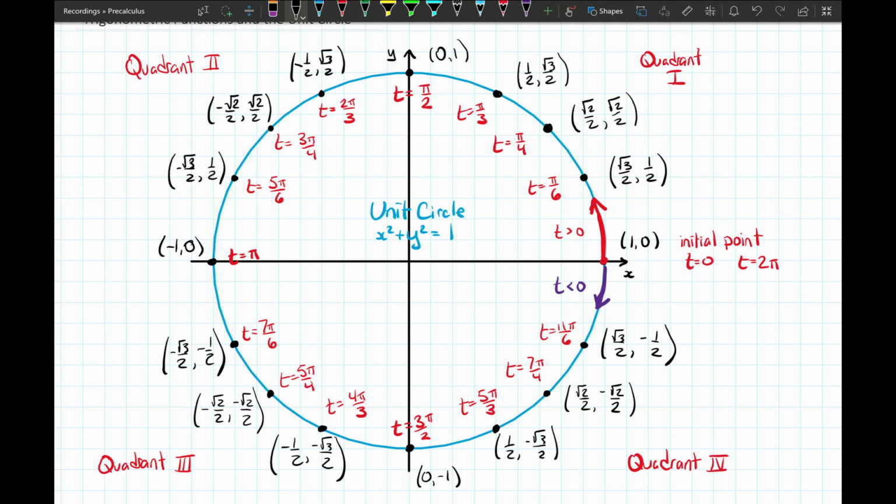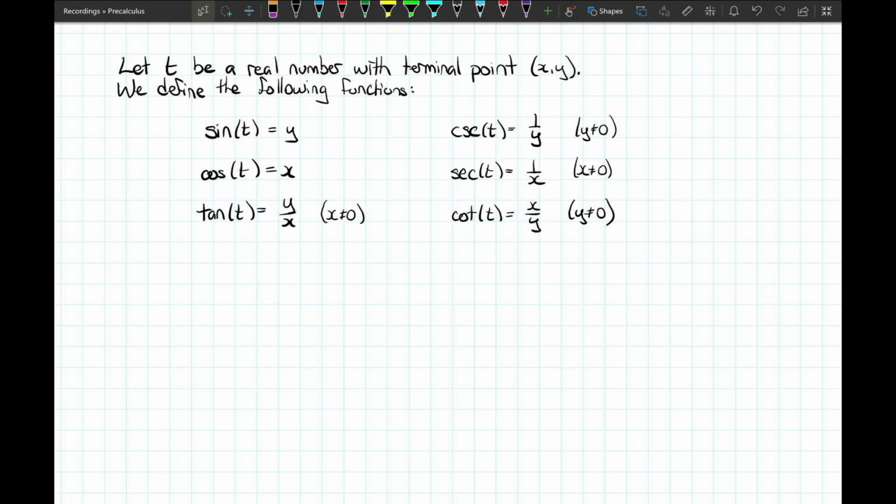Now, using all of these terminal points around the unit circle, we can define trigonometric functions of a real number t. Let t be any real number, and let it have a terminal point with the coordinates x and y. And if t is a number that is larger than 2 pi, that just means we'll have gone around the unit circle multiple times, but we'll still end up in one of the 4 quadrants when we're done. We'll still end up at one of these common terminal points, most likely.